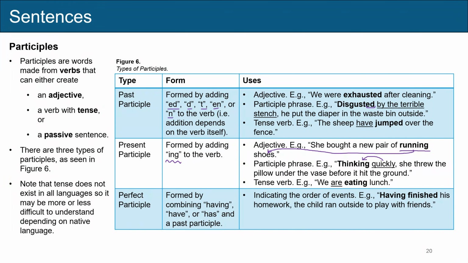We can also have what's called a perfect participle. You might think past, present, this might be future. It's not, it's something else. It's where we often use other helping words or verbs to make sense of something. Having finished his homework, the child ran outside to play with friends. So here, having is used to help the verb finished. So it's like a helping verb almost.